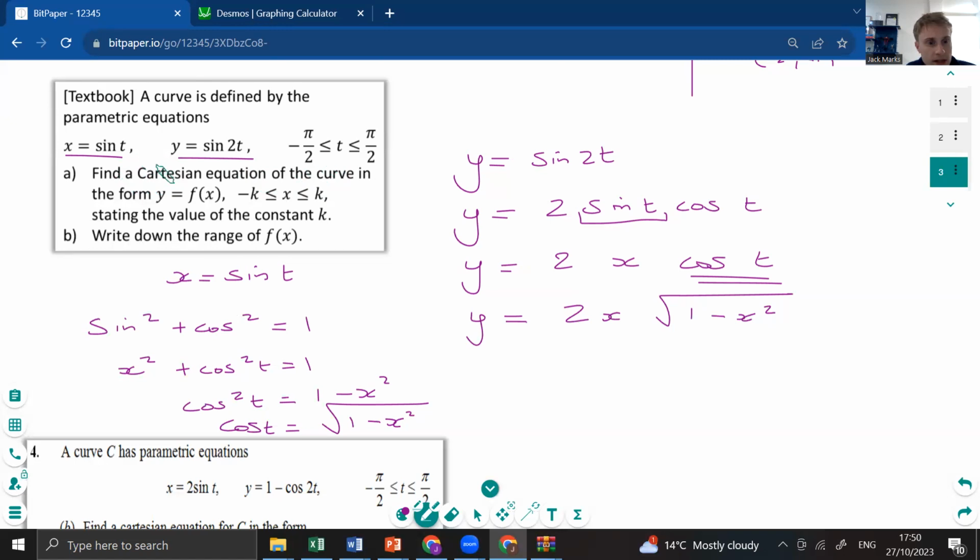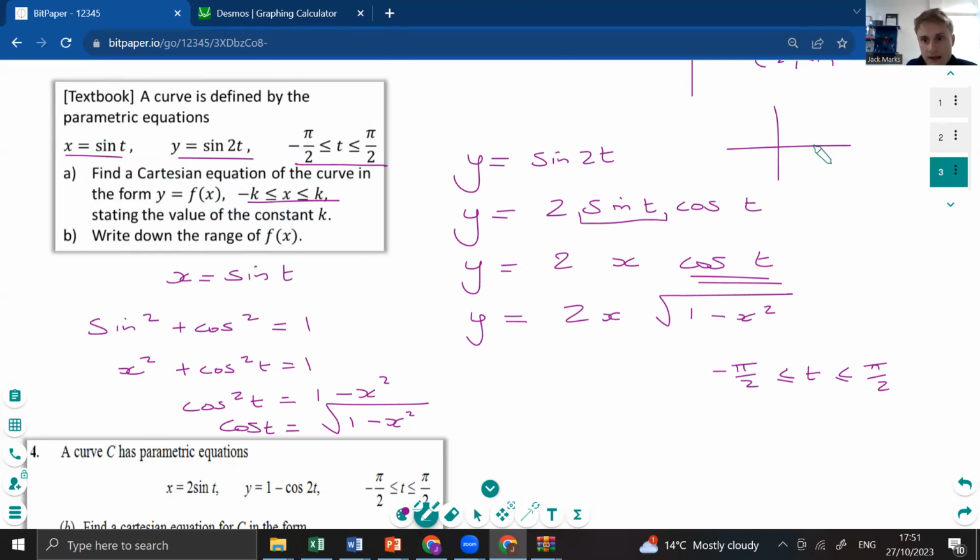Right, let's have a look at the next bit. So what's the domain? Well, to know what the domain is, I can take this restriction about t and substitute it in the x equation and find this out. So the rule for t is it's between minus 90 and 90 inclusive.